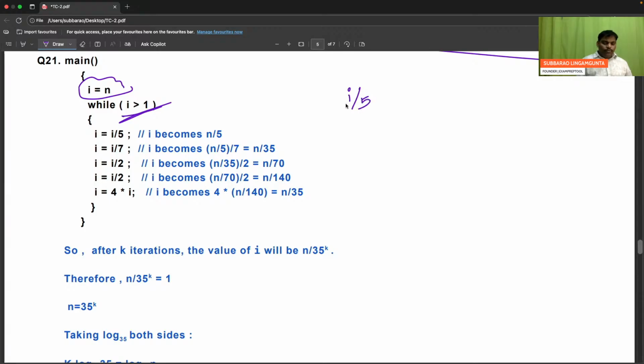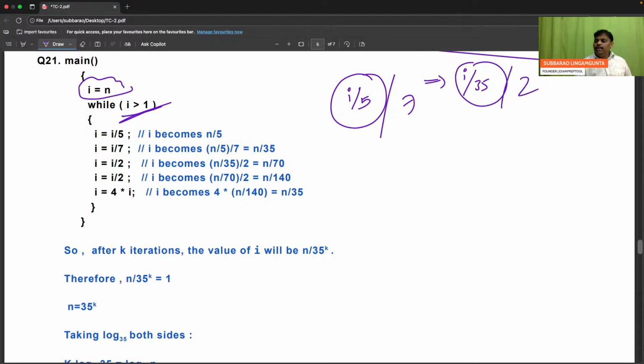First you divide by 5. Whatever you have, you divide by 7 also, which is nothing but i by 35. 5 times 7 is 35, check properly. Next one, whatever you have, you divide again by 2, which became i by 70. Now next one, again you divide by 2, which became i by 140.